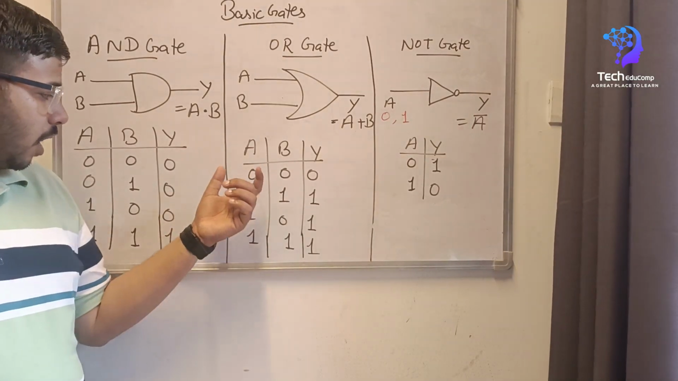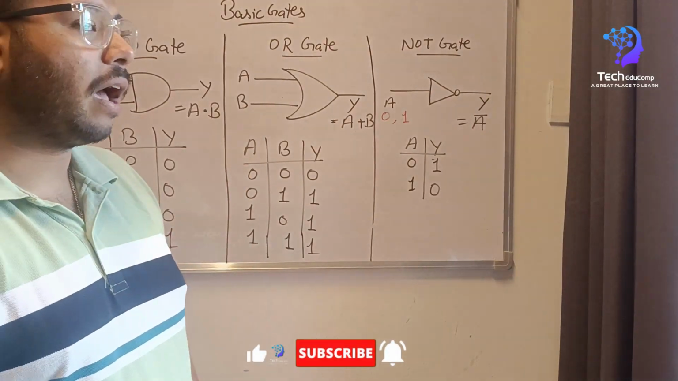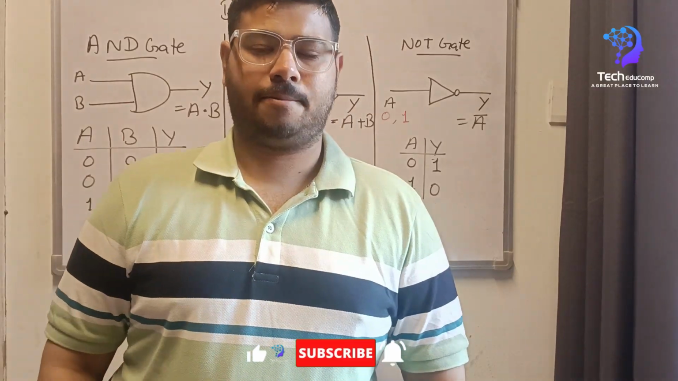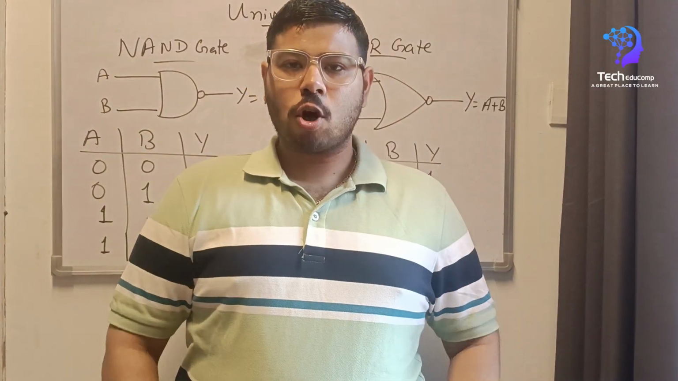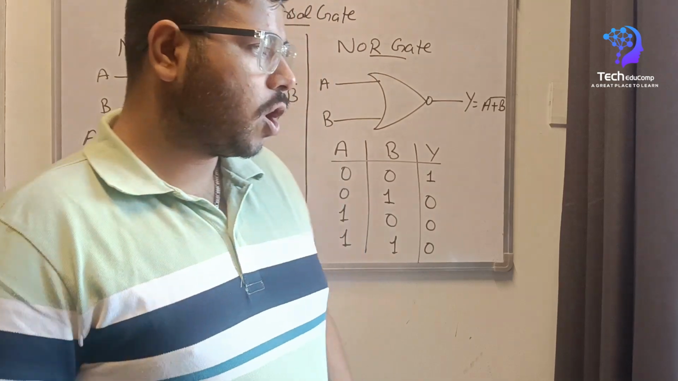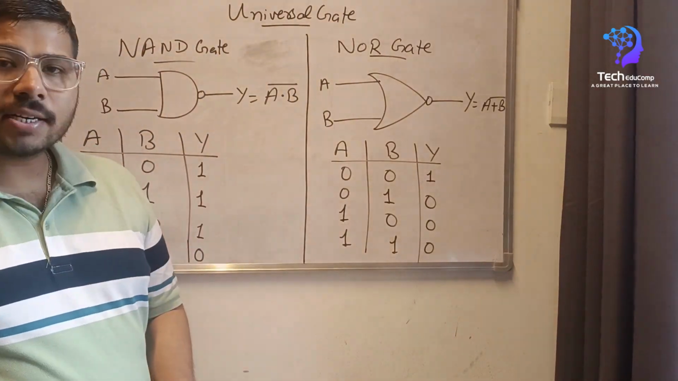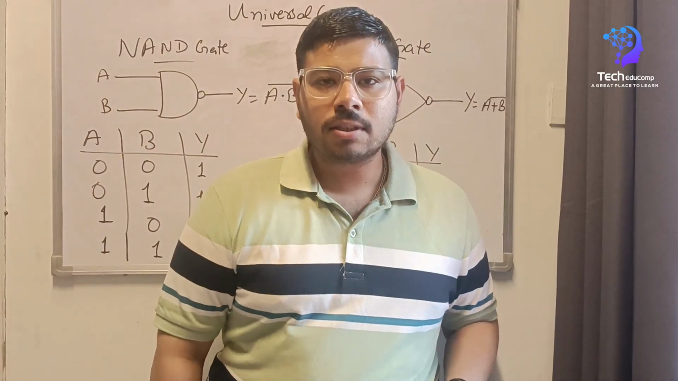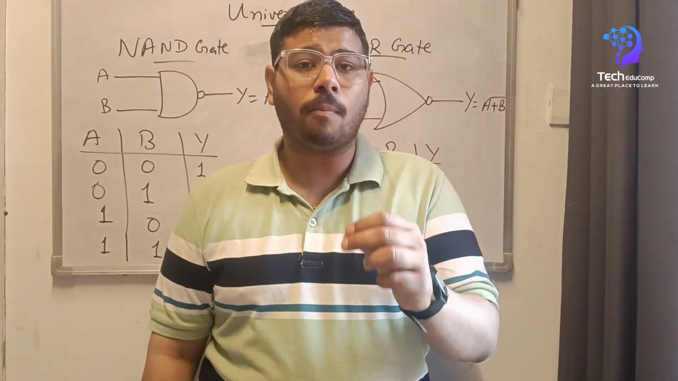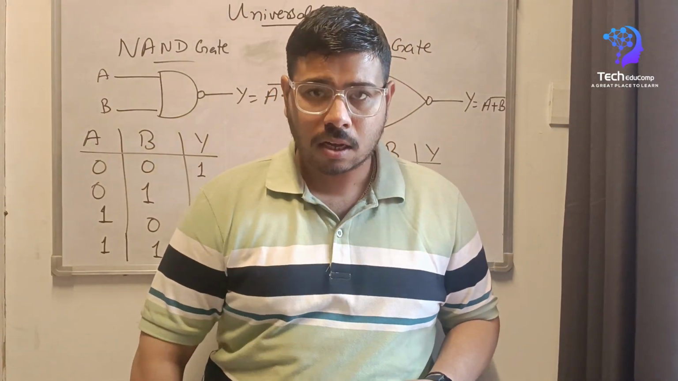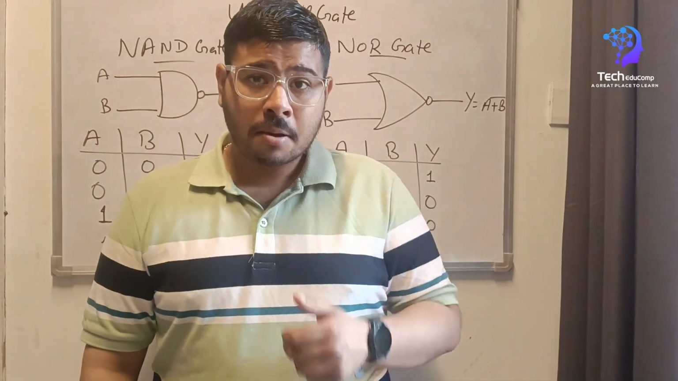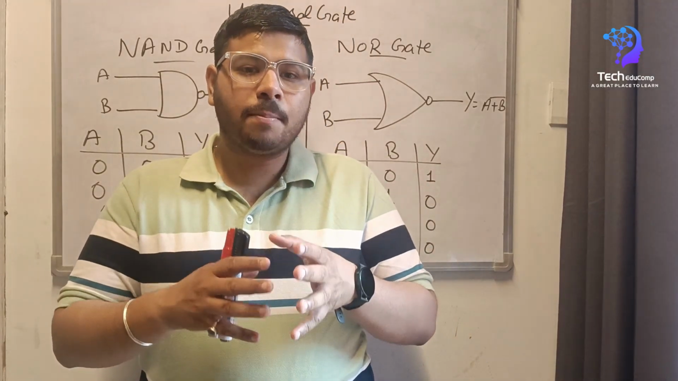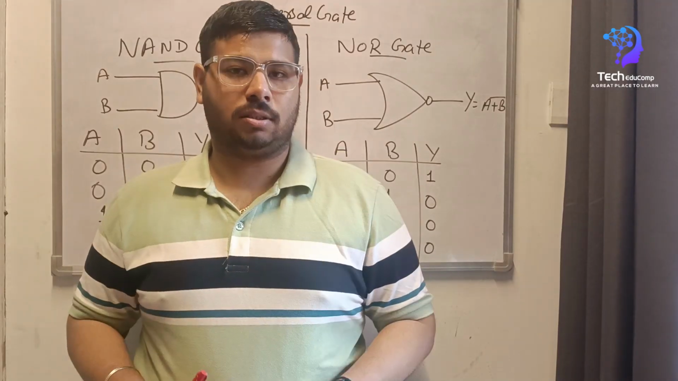Now moving on to the next one, we have the universal gates, NAND and NOR. Let's talk about that. Universal gates have two gates, NAND gate and NOR gate. By using the universal gates, we can reduce the complexity of the digital circuits. We can reduce its cost, because by using these two gates, we can perform multiple functions.